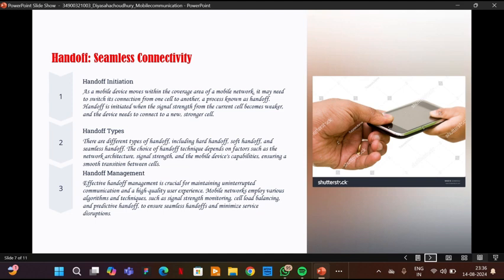Here we have the handoff, seamless connectivity. Handoff initiation. As a mobile device moves within the coverage area of a mobile network, it may need to switch its connection from one cell to another, a process known as handoff. And what are its types? There are different types of handoffs, including hard handoff, soft handoff, and seamless handoff. The choice of handoff technique depends on factors such as the network architecture, signal strength, and mobile device's capacity, ensuring a smooth transition between cells. And handoff management. Effective handoff management is crucial for maintaining uninterrupted communication and a high quality user experience.